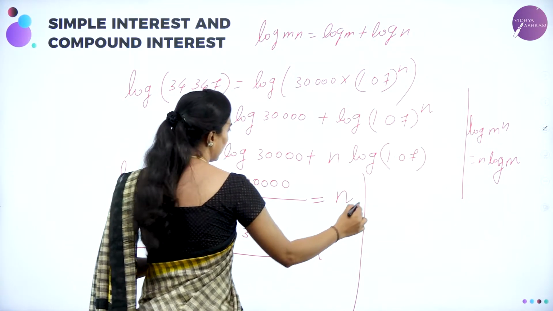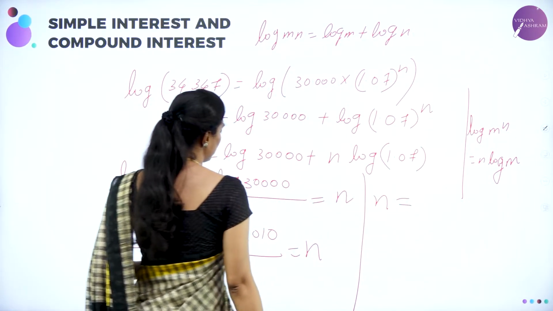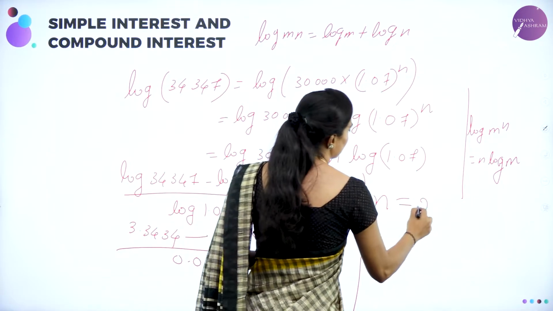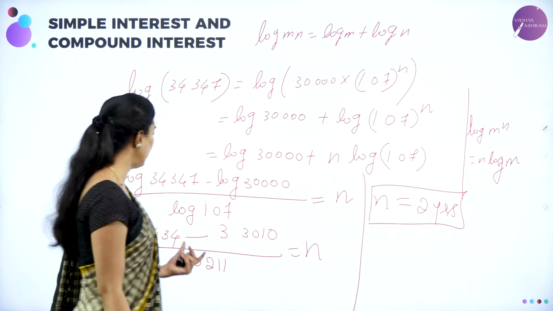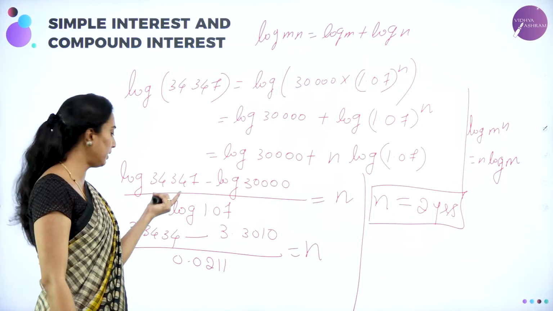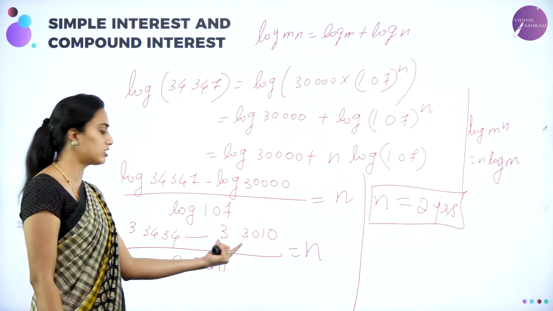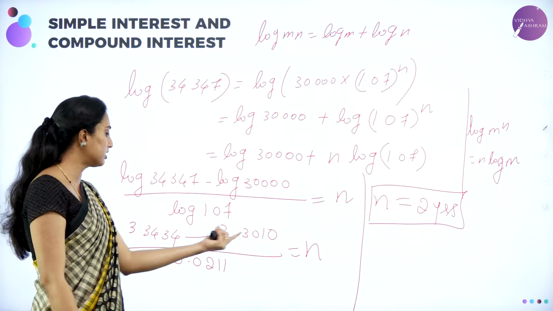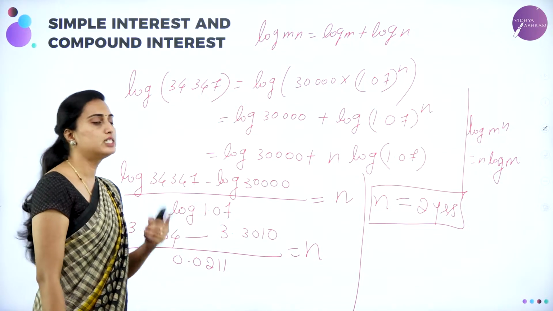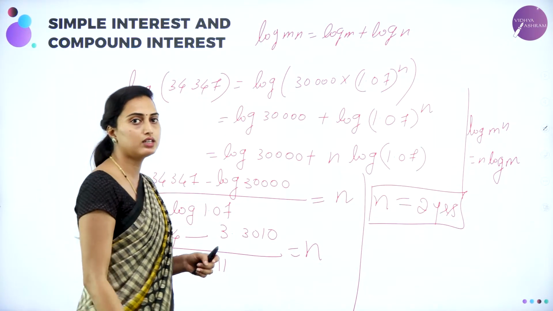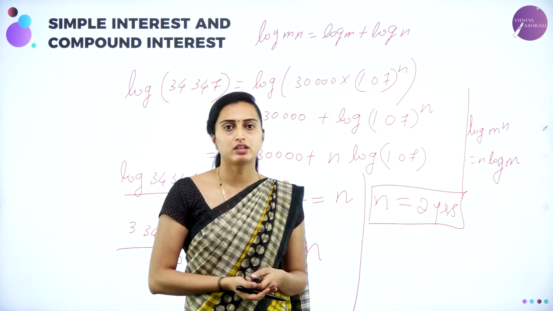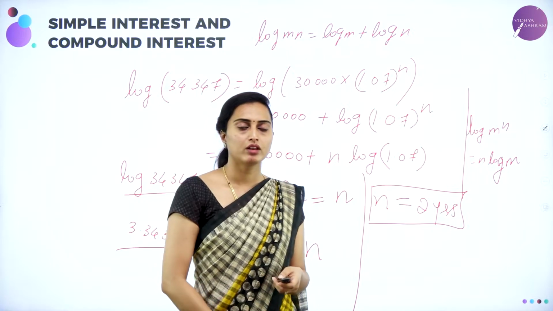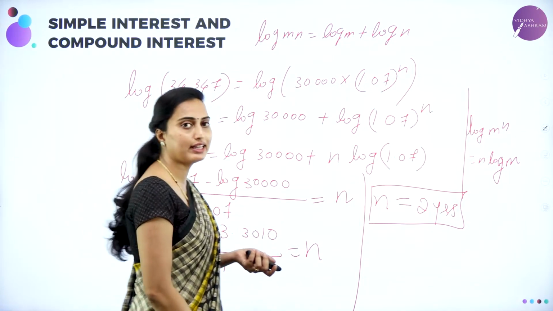So the answer you are going to get after calculating this will be equal to 2 years. You can calculate in your calculator. You get this value after looking at the logarithmic table, and then you can subtract this one and divide it. Exactly, you are going to get the answer 2 years. Otherwise, if you are getting 2.01, it is converted into 2 years. That's it. I think you know how to calculate n.